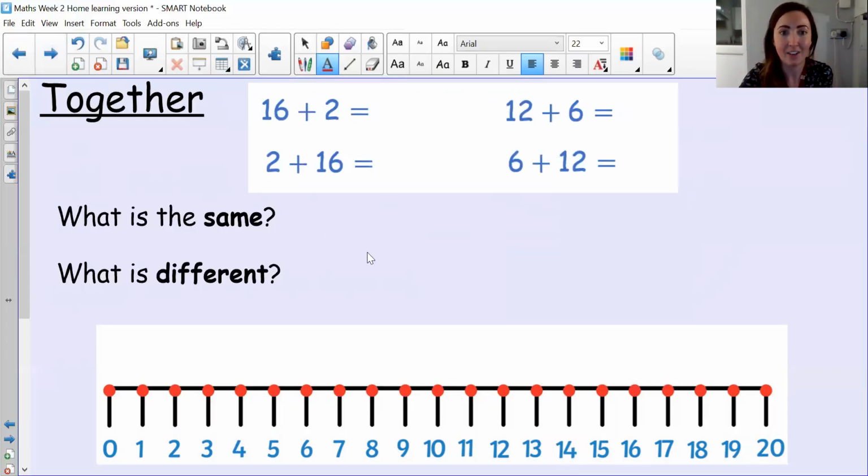Let's have another try. So this time, let's have a look again, see if you can notice what is the same and what is different. Pause here. Okay, so yet again, each number sentence has the same number of tens, each number sentence has 1 ten, and they have the same number of ones. They all have 6 ones, add 2 ones. So let's work out what 16 add 2 is. Pause here to have a go.